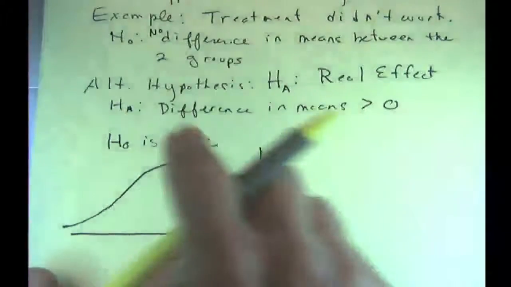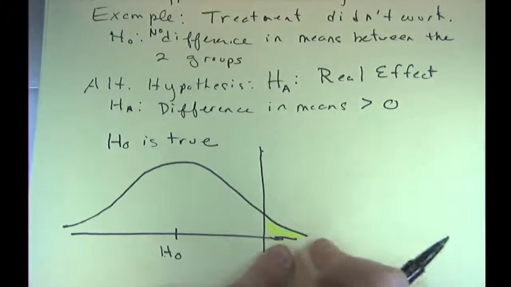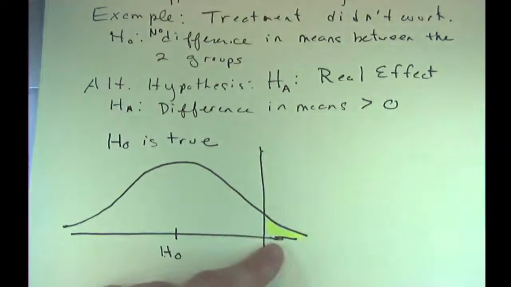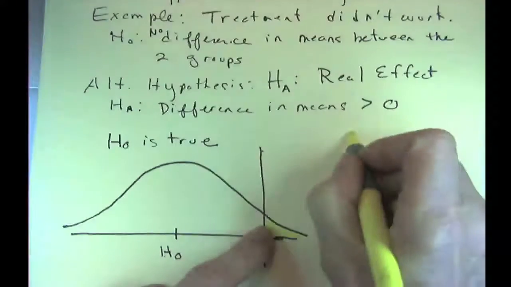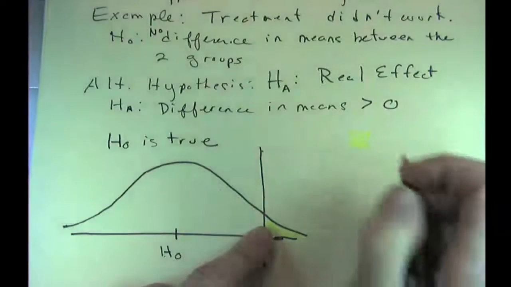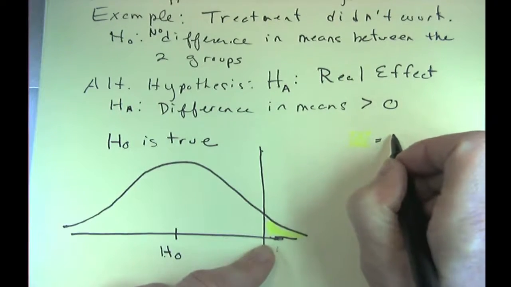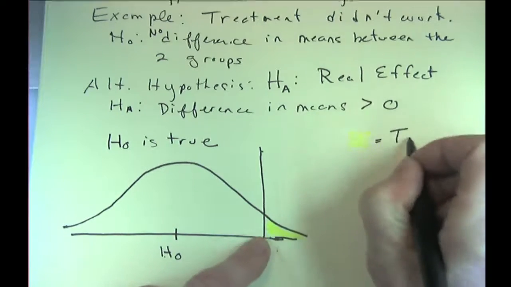We're rejecting this null. And so this is what's called the probability of making a type 1 error, and we set that probability. Typically we set it to be 5% just by convention, okay? So this yellow here, this area under the curve, is equal to the probability of a type 1 error.